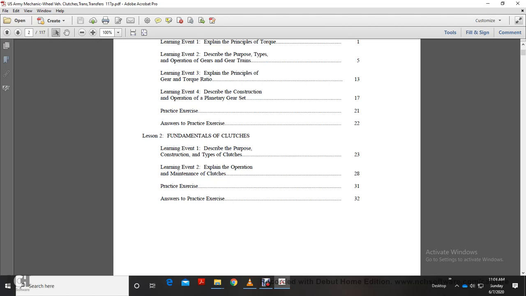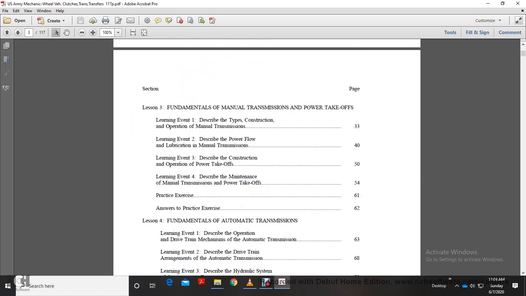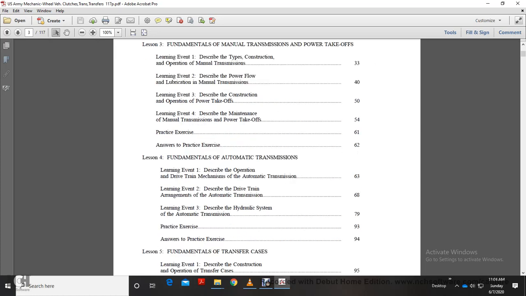Lesson 2, fundamentals of clutches: describe the purpose and explain clutch operation and maintenance of clutches. Learning event 3, fundamentals of manual transmission and power takeoff. Learning event 1, describe the type, construction, and operation of a manual transmission. Describe the power flow and lubrication of a manual transmission. Describe the construction and operation of power takeoffs. Describe the maintenance of manual transmissions and power takeoffs.